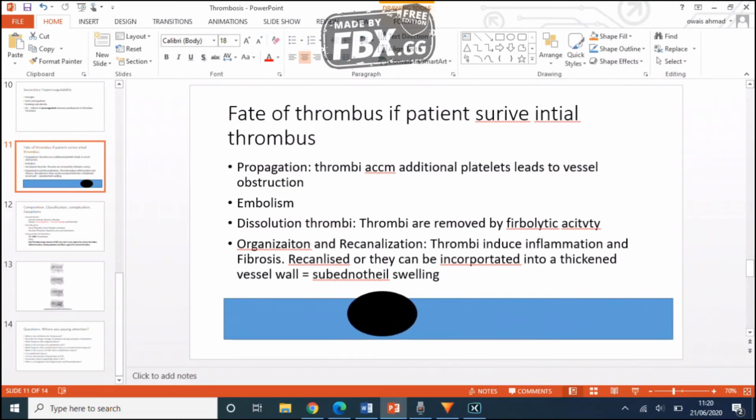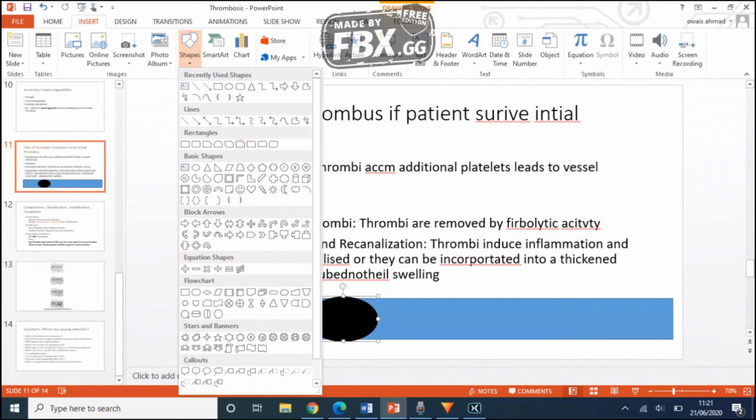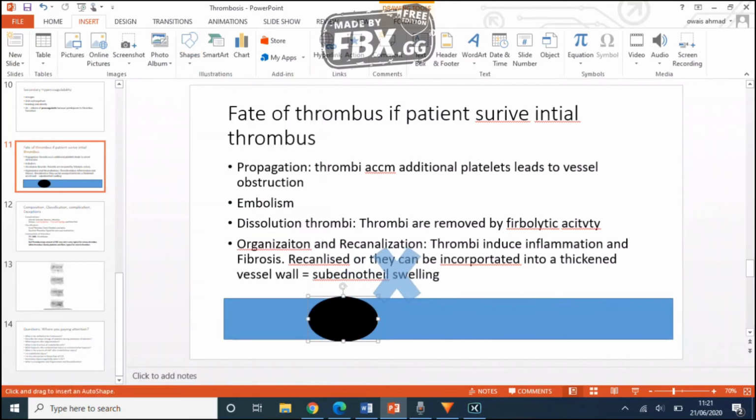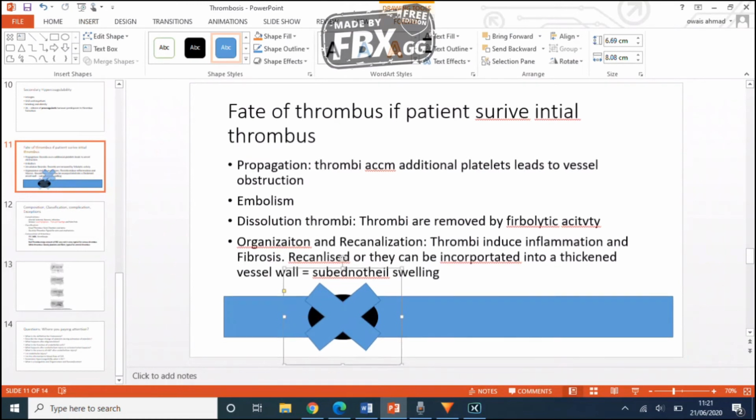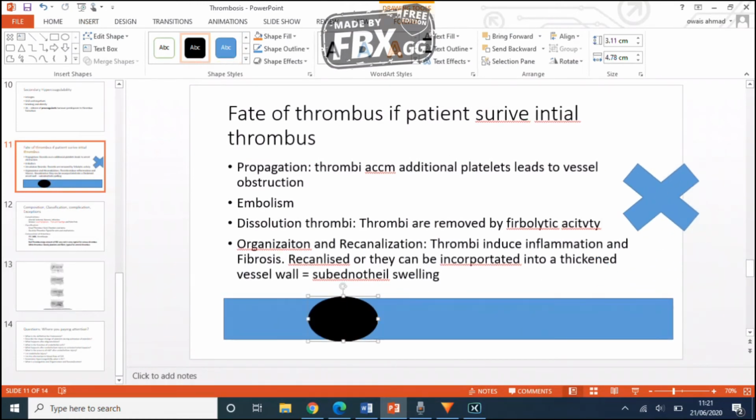So a thrombus can lead to embolism, so this thrombus goes to a distant site. What else can I mean by this? So it can lead to fibrinolytic activity. So this thrombus over here can be removed by fibrinolytic activity. So if we put some sort of arrow, this can be removed. What other ways can I talk about thrombus? It accumulates too much. If the thrombus is beneath, I'll make it small, and it accumulates more platelets, it could lead to some sort of ischemia or obstruction.